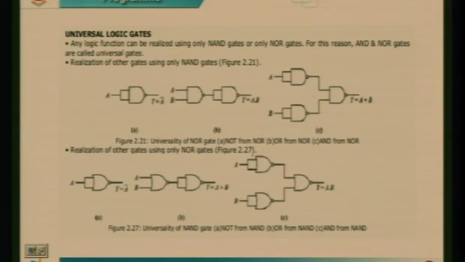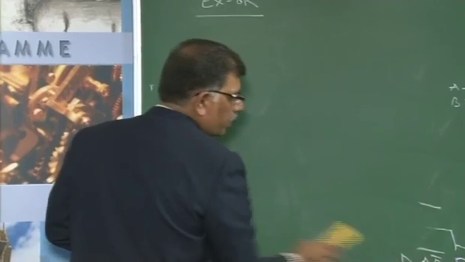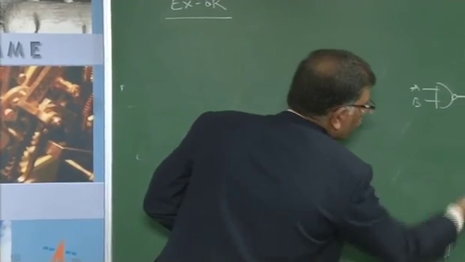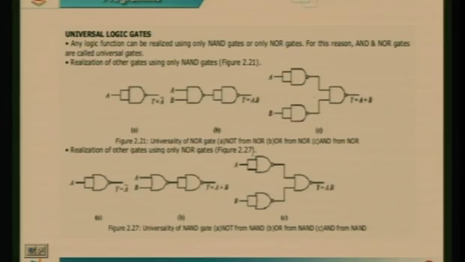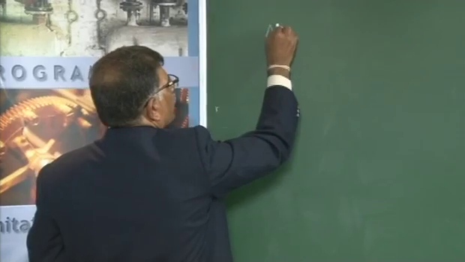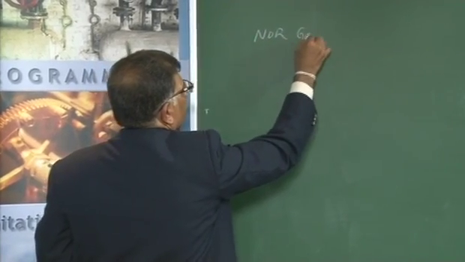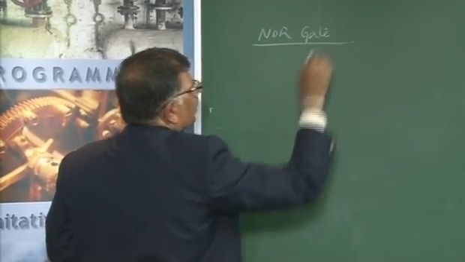Next we will see how to realize the basic gates, that is AND, OR and NOT gates, by using NOR gate only, because as I said before, NAND and NOR are called universal gates. NOR gate realization.